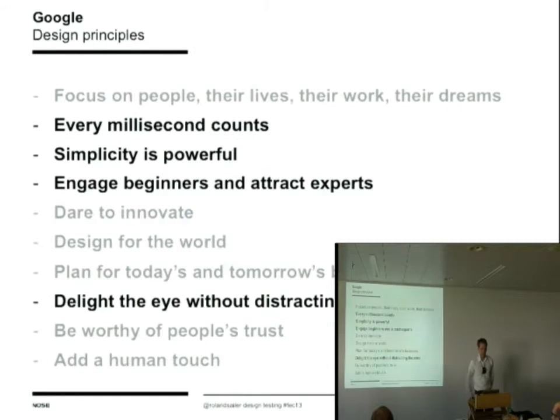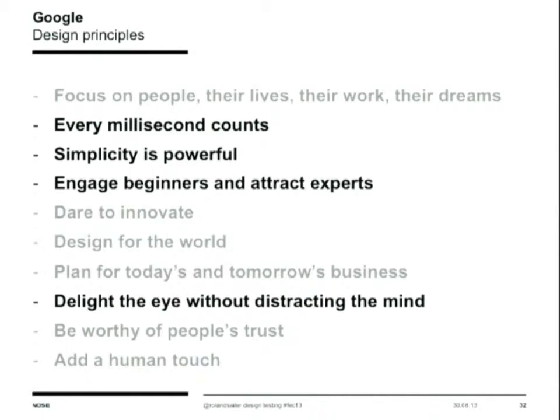So, third example, Google. The most famous design rule of Google is every millisecond counts, right? Because they introduced the concept of performance of user interface early on. It was one of the first principles that I heard of. Interesting for me was that they have lots of guidelines that you can't put metrics behind so easily. It's a lot about values like human touch, trust, design for the world.